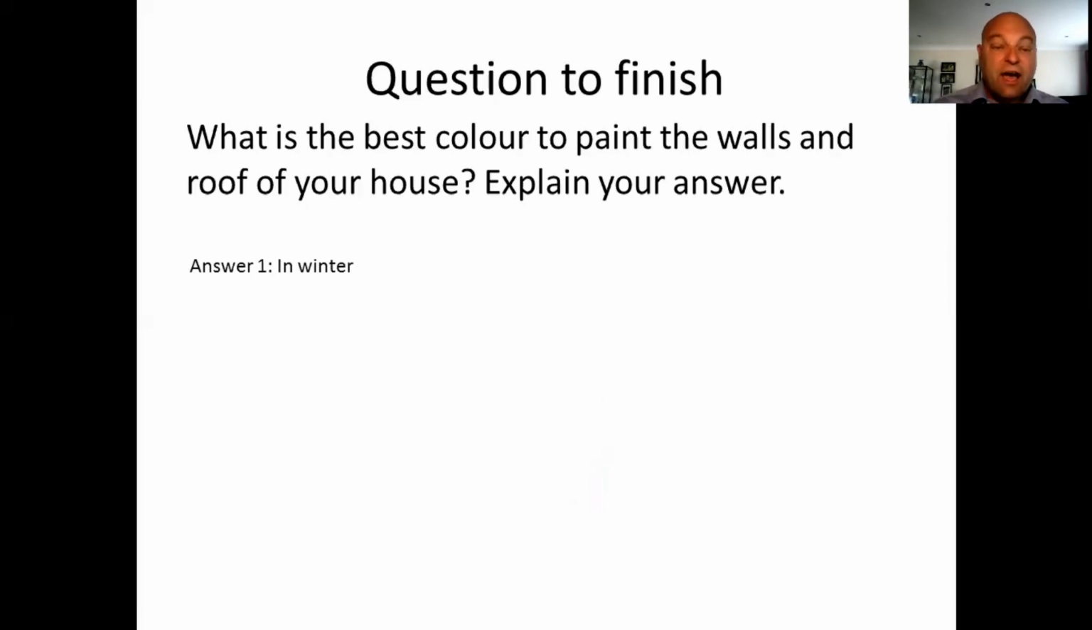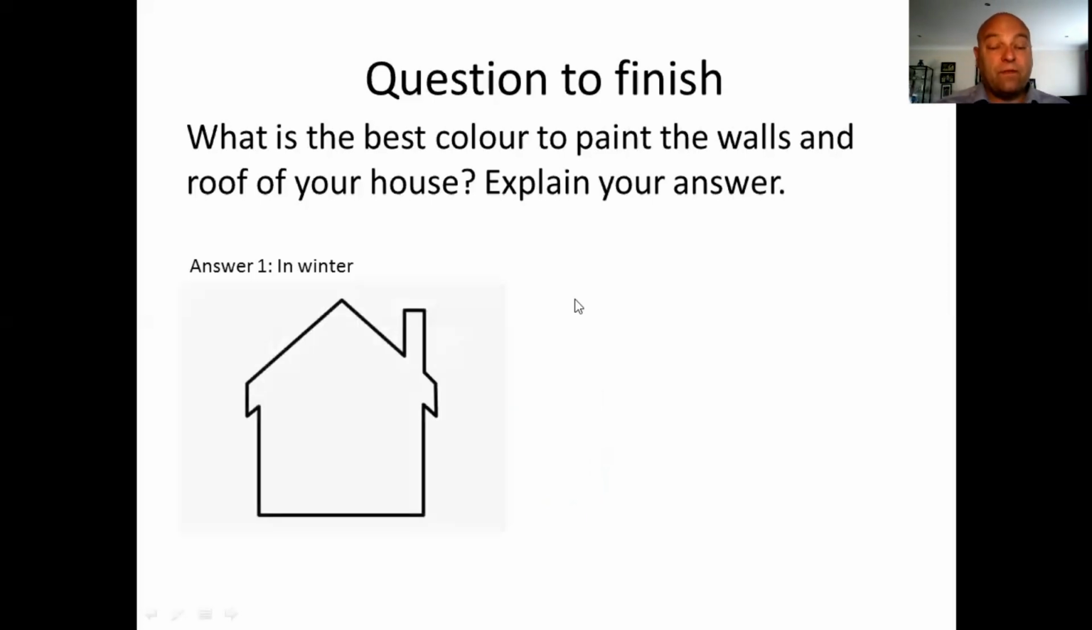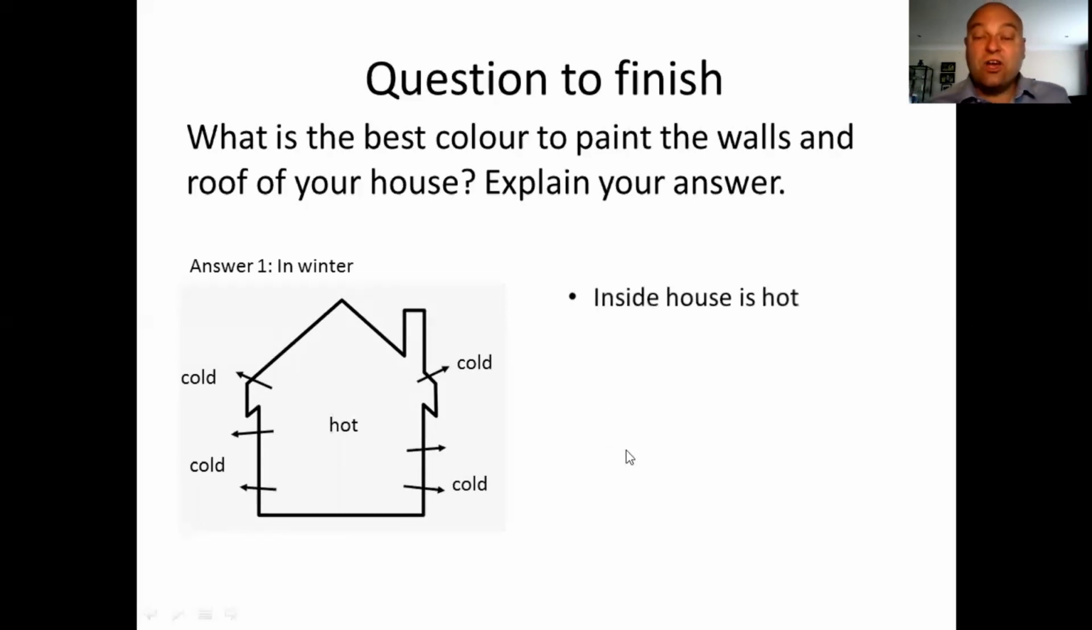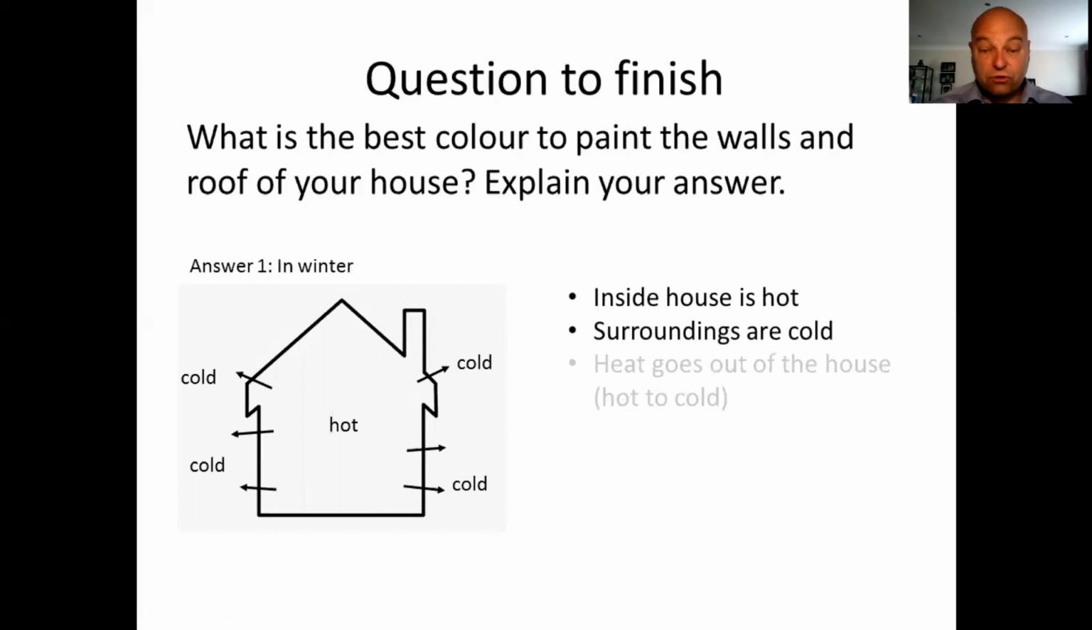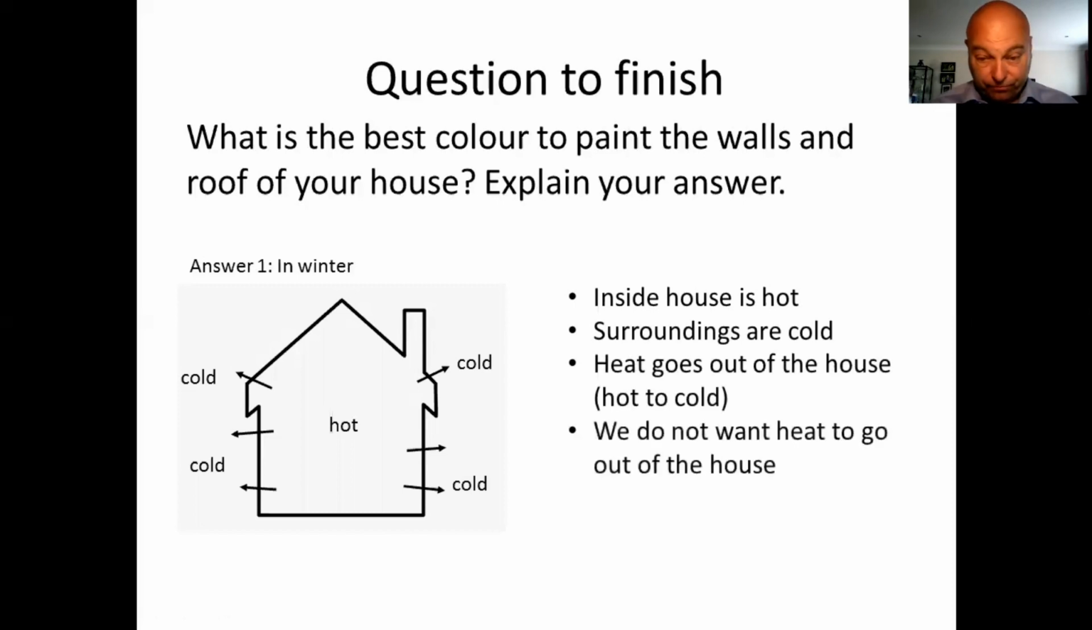There are actually two possible answers here. You could have done it in winter. Well, in winter, there's your house. It's hot inside. It's cold outside. So the heat energy goes from hot to cold. Put the arrows in to show that. So you could have written inside the house is hot. You would then have gone on to say the surroundings are cold, or outside is cold. Heat goes out of the house because it's going from hot to cold.